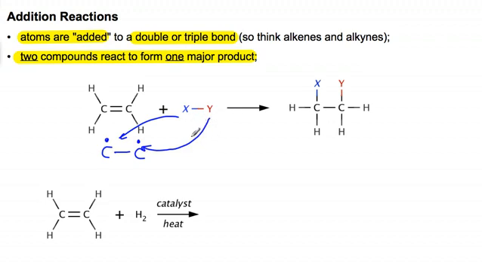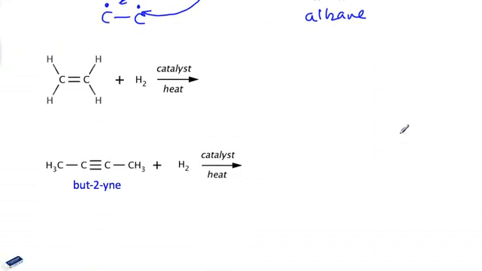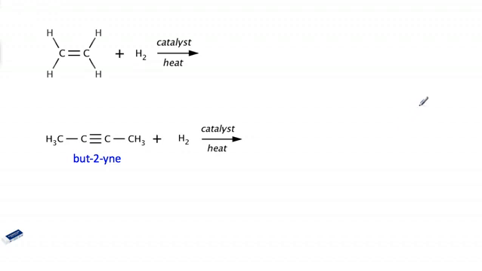And so there they are. X and Y are basically added to my alkene. There they are up here as part of the product, and I get an alkane. An alkene that undergoes an addition reaction produces an alkane. It's pretty straightforward. So let's look at a few examples.